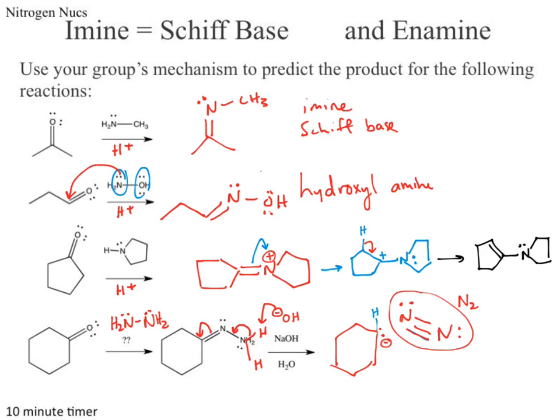We still have that negative carbon. So is there something positive in solution it could pick up? We still have more water floating around in solution. Our negative can pick up another hydrogen. And we end up with nitrogen gas as a product and our cyclohexene that we started with.